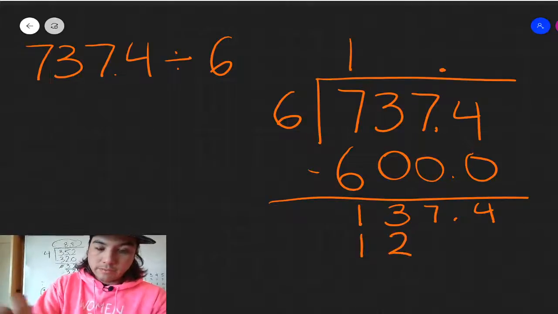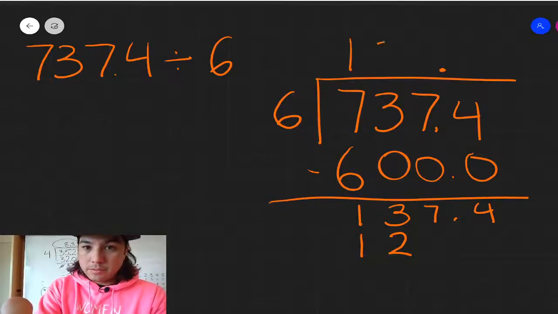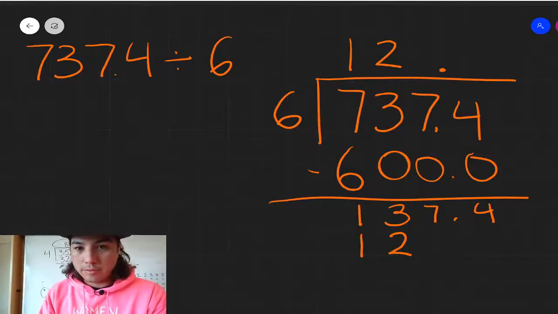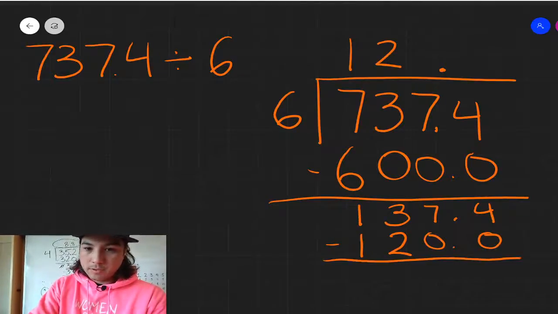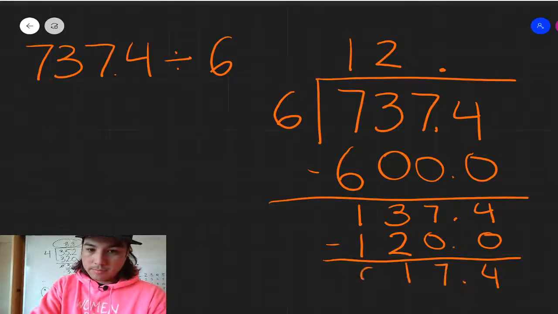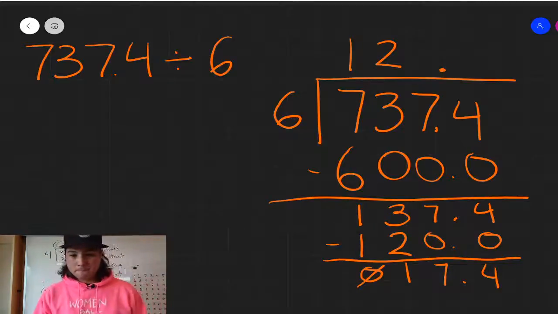We can't do 13 divided by 6 evenly, but we can do 12 divided by 6. And if we do that, we have 2 in each group. And that goes in the tens place because it's 12 tens divided by 6 equals 2 tens. Okay, then subtract it out. We end up with 17 and 4/10 remaining.